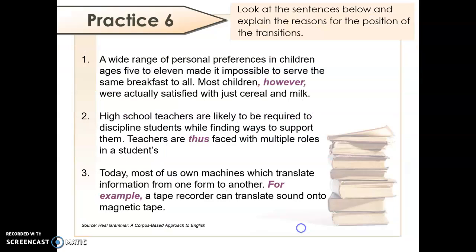All right, so let's take a look now at our final practice here. I want you to look at the sentences below and explain the reasons for the positions of the transitions in these sentences. All right, looking forward to practicing more with transitions in our class.